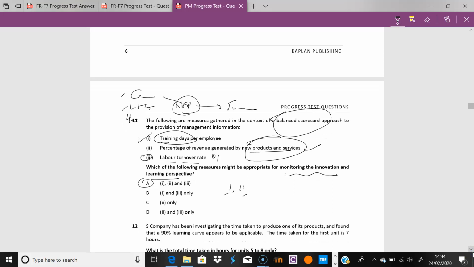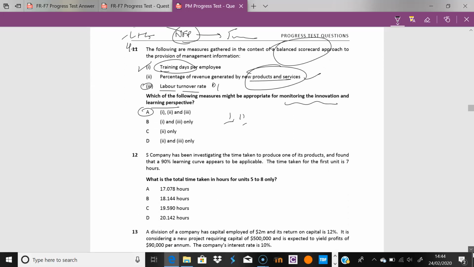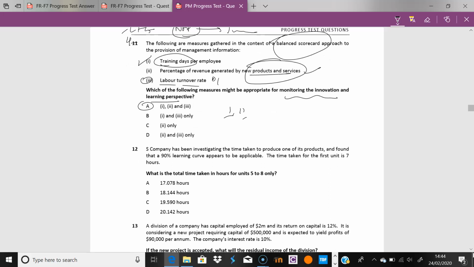Now let's look at this one very quickly. We see here that we have a company. This is a good one here. The time. So what you want to do is, if you remember, create almost a table. This is asking for the total time it takes to make units 5 to 8. What we need to do is to have the unit, and then have the average time, and have the total time, and just build it.